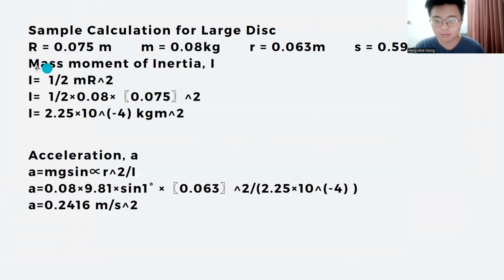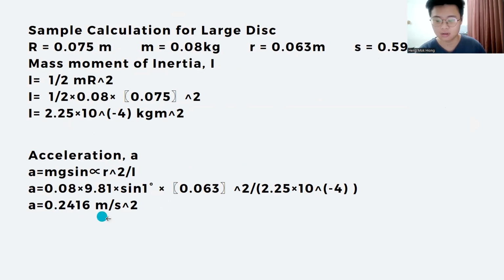For example, for the large disk, I calculate with the outer radius and inner radius with its mass. So the formula is the mass moment of inertia. I just put all the information into the formula and got the value we want. It is the same for acceleration, using the information we got, we put the inertia in the formula.